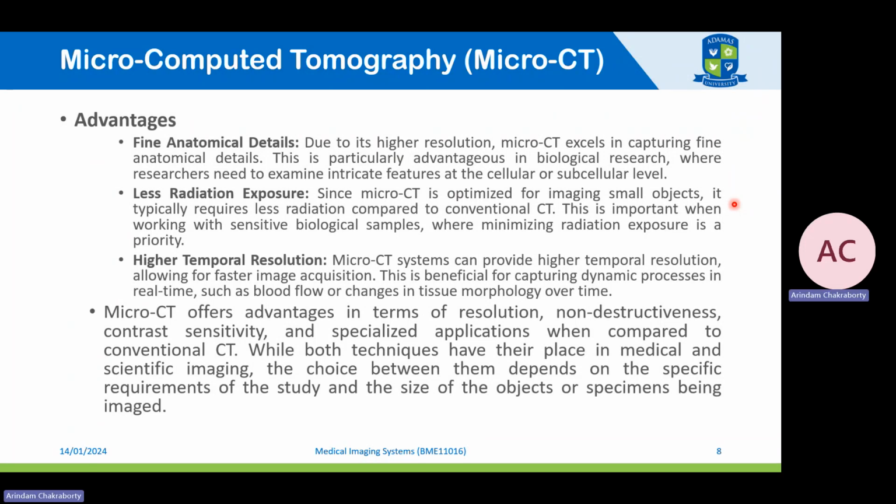Another important one is the radiation exposure. Since it's a very small and compact device, the micro CT is optimized for imaging small objects and therefore it typically requires less radiation as compared to conventional CT. And micro CT has comparatively higher temporal resolution, allowing for faster image acquisition. Therefore, it's beneficial to capture dynamic processes in real time, like the flow of blood or any flow of fluid through a porous media, or changes in tissue morphology over time.